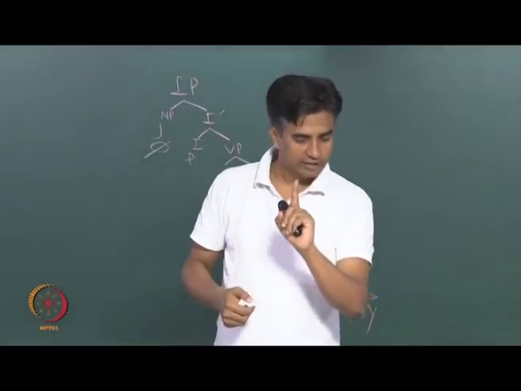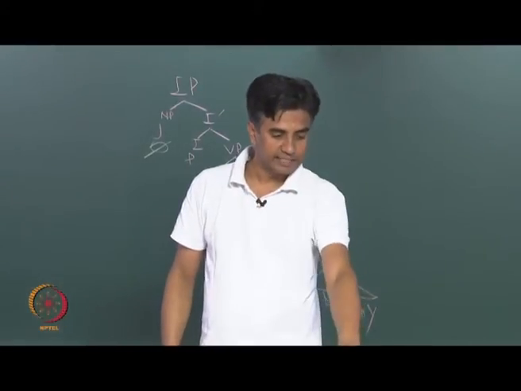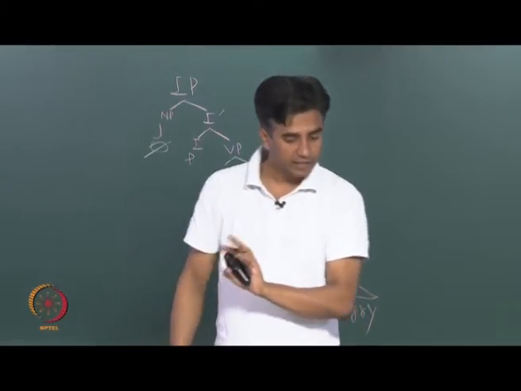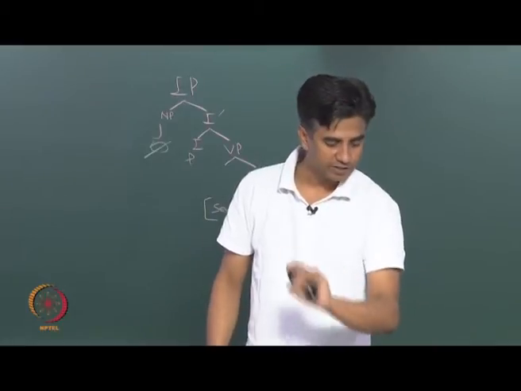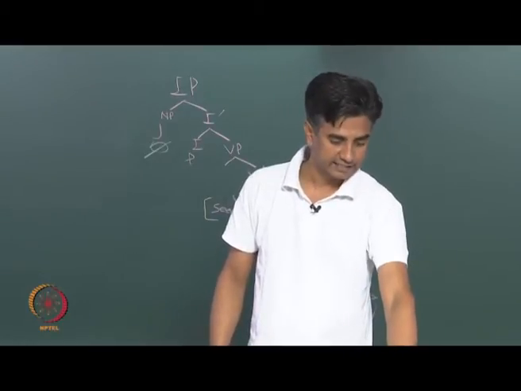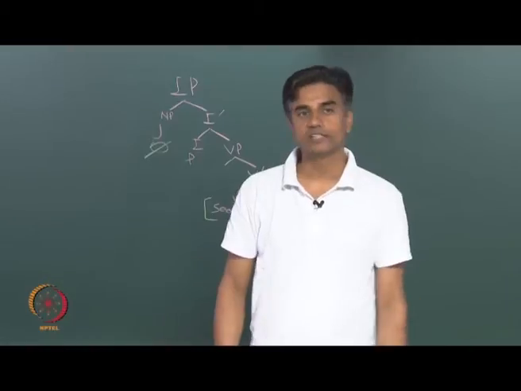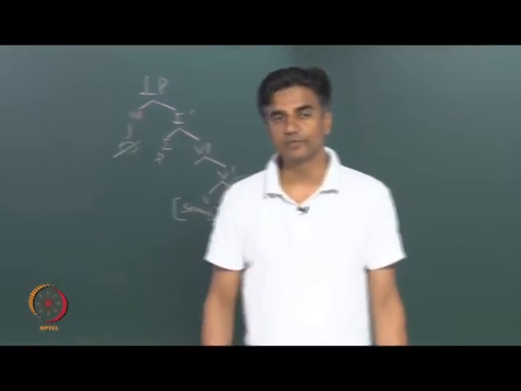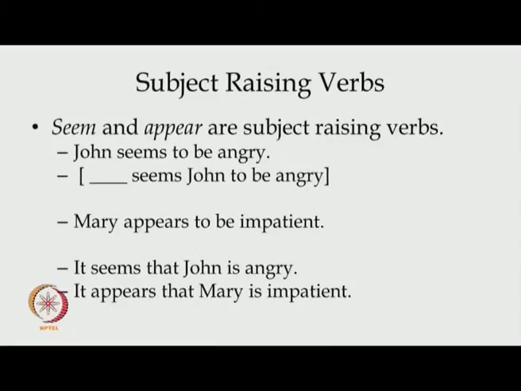Now, let me show you another sentence. I come to the second one. Mary appears to be impatient. I come to that in a moment. Look at the third sentence that I have. I'm sorry, I don't have numbers there. It seems that John is angry. Do you see that? It seems that John is angry.